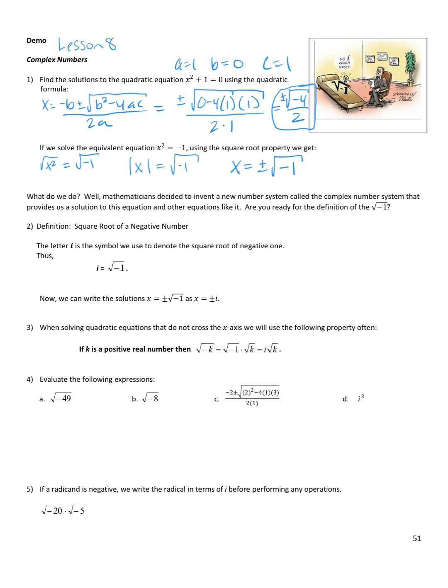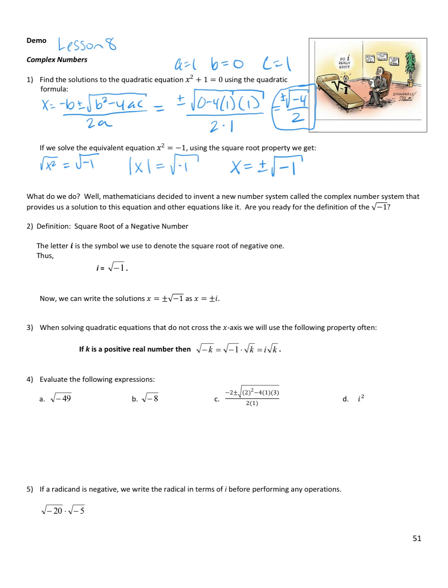So what do we do? Well, mathematicians decided to invent a new number system called the complex number system that provides us a solution to the equation and other equations like it. Okay, so the definition of the square root of negative 1. We're saying, well, there is no real number that you can square and make a negative 1, but let's just imagine what would happen if there were a number that you could square to make negative 1. So that would be the square root of negative 1, and we're going to call it i. So now our solutions are going to be plus or minus i.